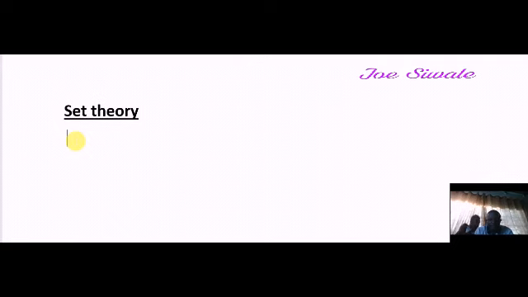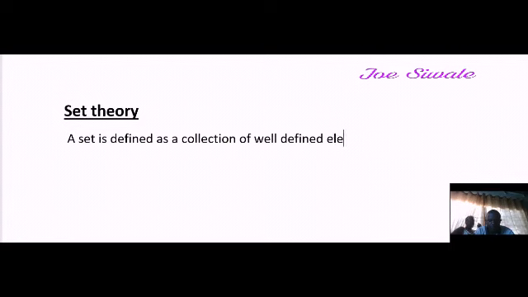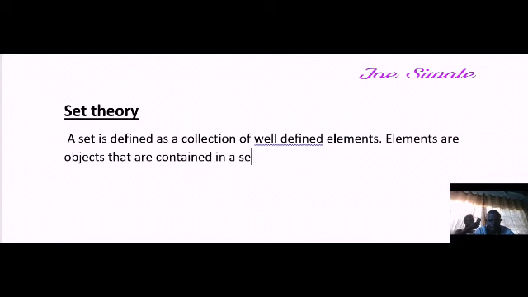So let me just write what I've said down. I've said a set is defined as a collection of well-defined elements. So that's the definition. Then elements: elements are objects that are contained in a set. In a set, the other name of elements are members of a set.